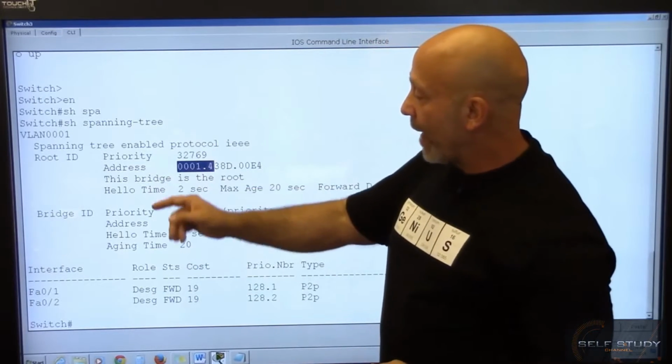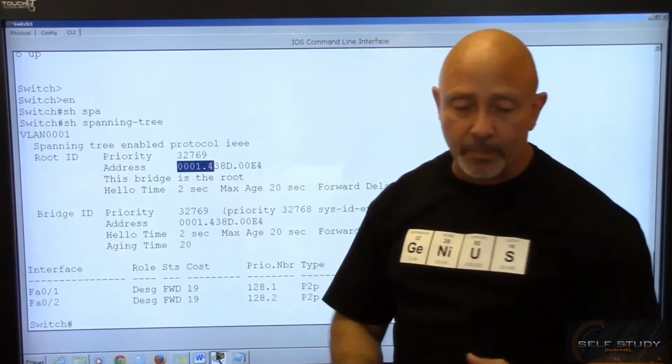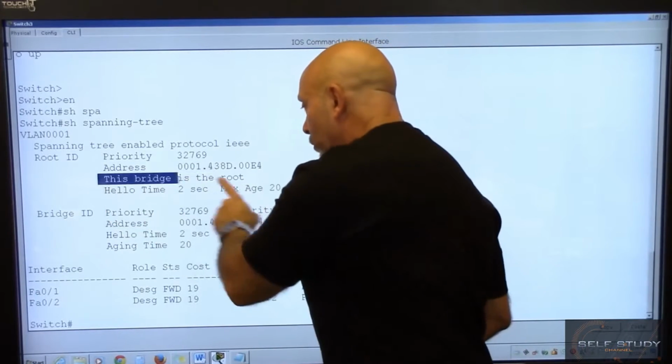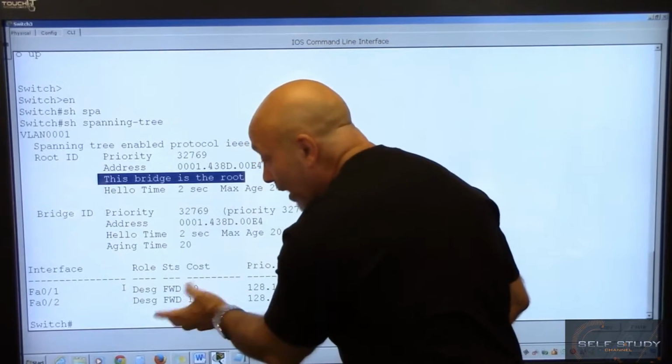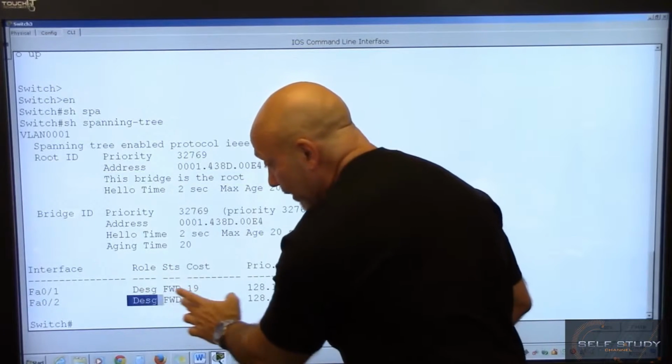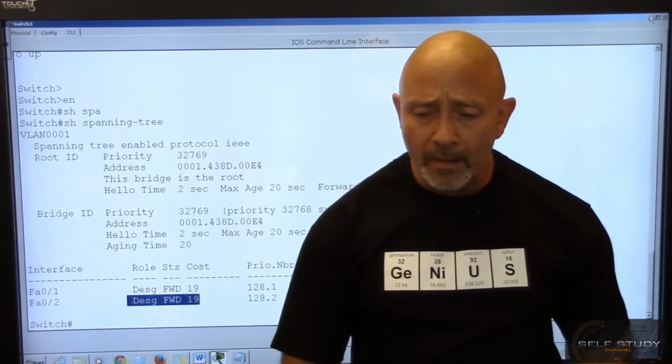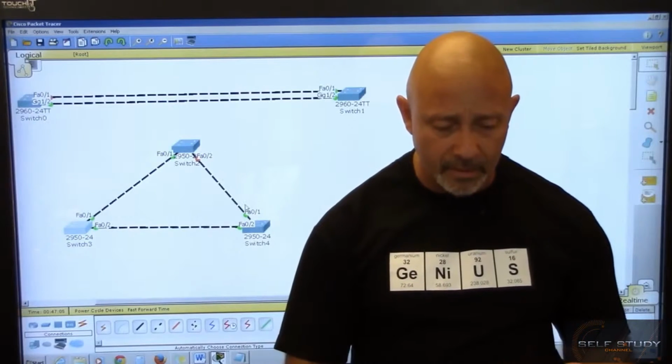All right, show span tree. So we see the MAC address there, perfect. We know that this is the root bridge. We verified that because it says it. This is a root bridge. Or just take a look at all the ports. They're designated forwarding ports. Designated forwarding ports. So that is a root bridge. All right, well, let's take a look at this switch over here.